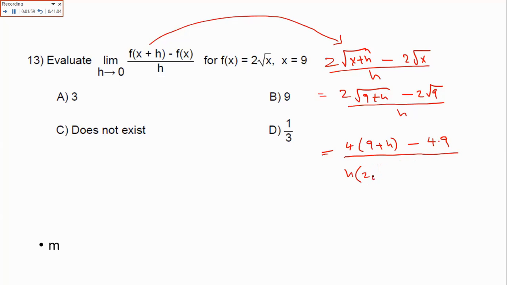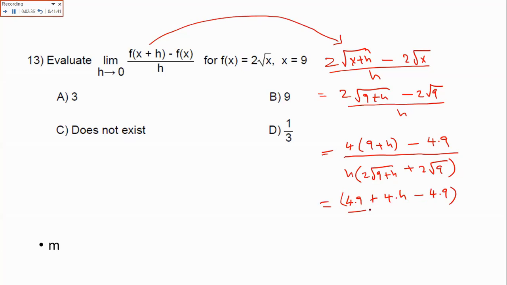2 square root of what? 9 plus h, right? Plus 2 square root of 9, right? Okay. So if we do the math, this will be 4 times 9 and then plus 4 times h. So 4 times 9 goes with 4 times 9, right? Let me just do it. This is 4 times 9 plus 4 times h minus 4 times 9.